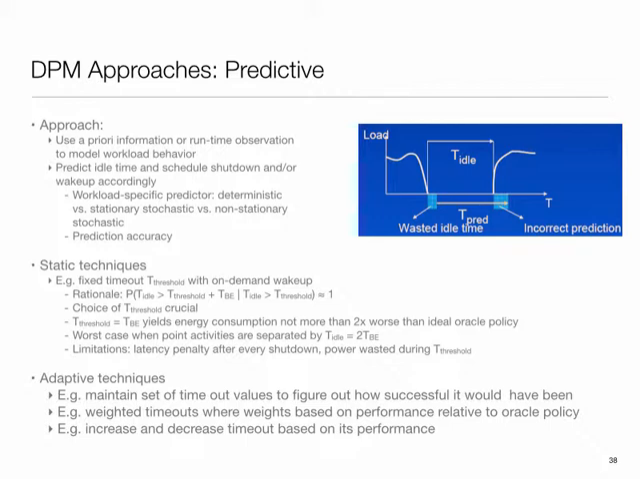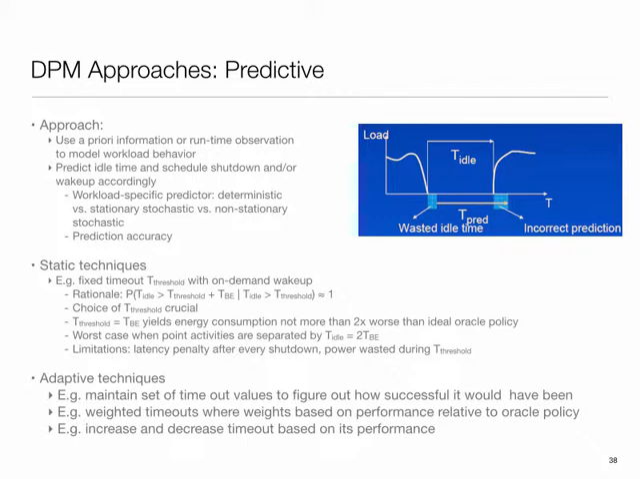Okay, and whether this holds true for any given user or not depends on the nature of the application. So choice of threshold is crucial. You can show that if you select the threshold to be equal to break-even, then you are no more than 2x worse than the Oracle policy. Oracle policy is an online algorithm referring to the hypothetical best case where somehow you knew the future.